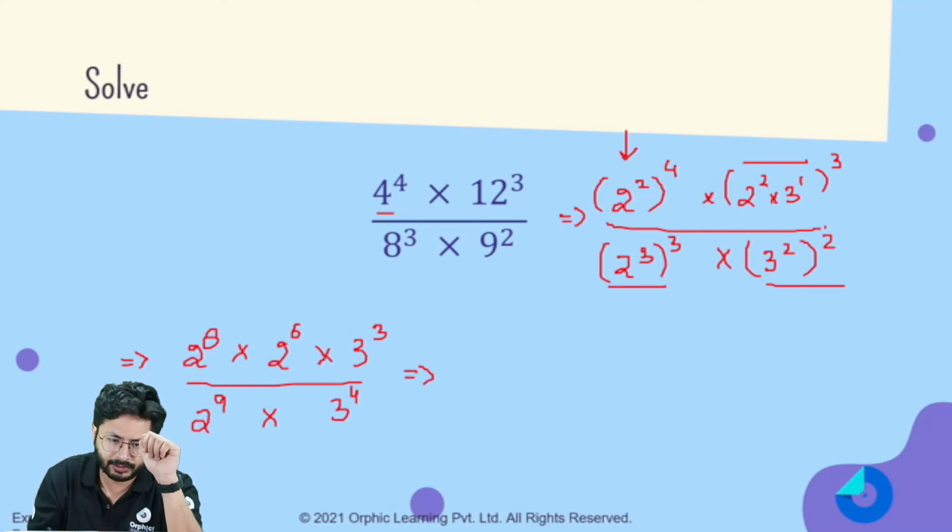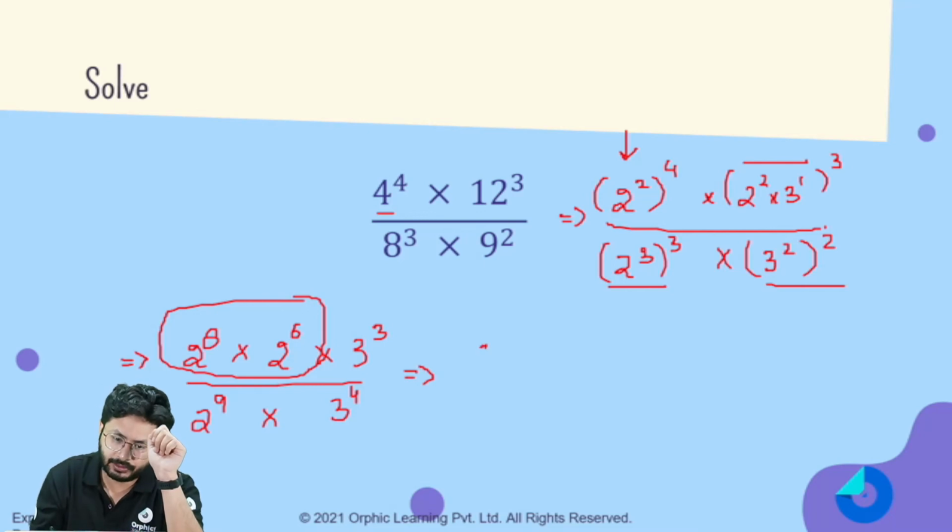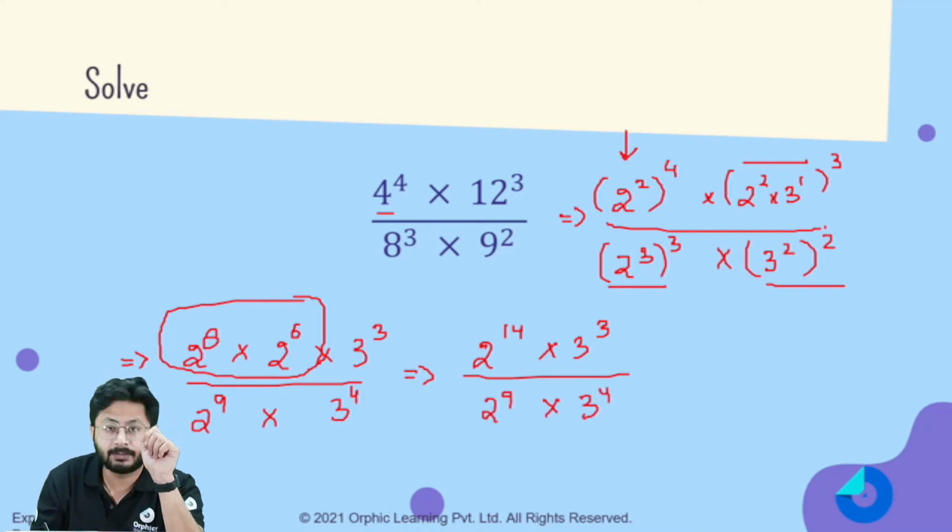Now what we'll do, first of all, in both of these we apply the first law of exponents. So 2 to the power 8 into 2 to the power 6 should be equal to 2 to the power 8 plus 6, which is equal to 2 to the power 14, multiplied by 3 to the power 3 divided by 2 to the power 9 multiplied by 3 to the power 4.